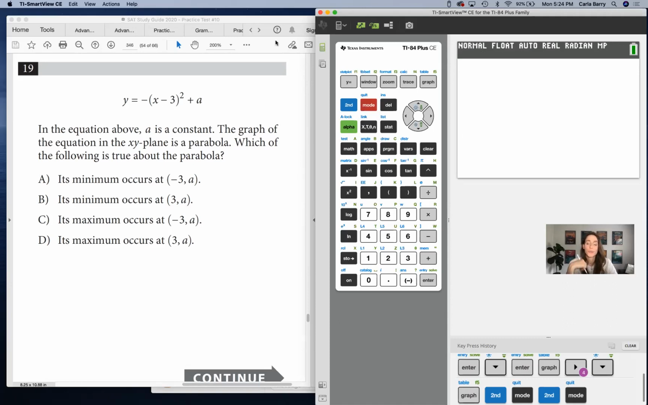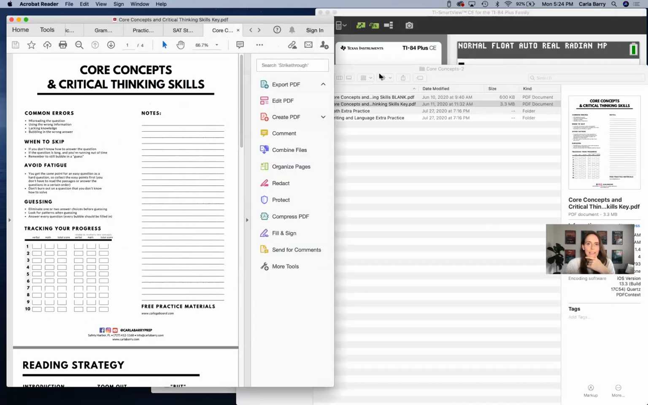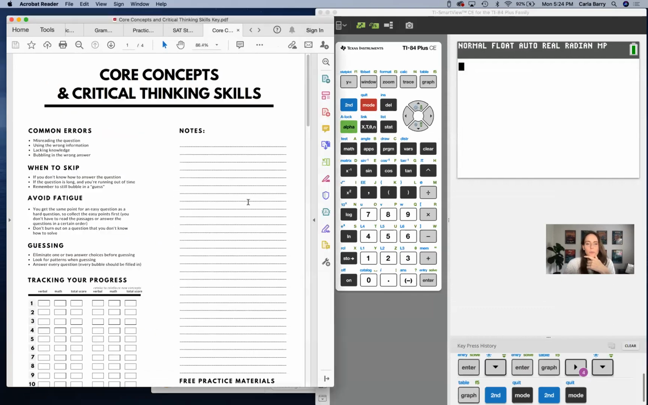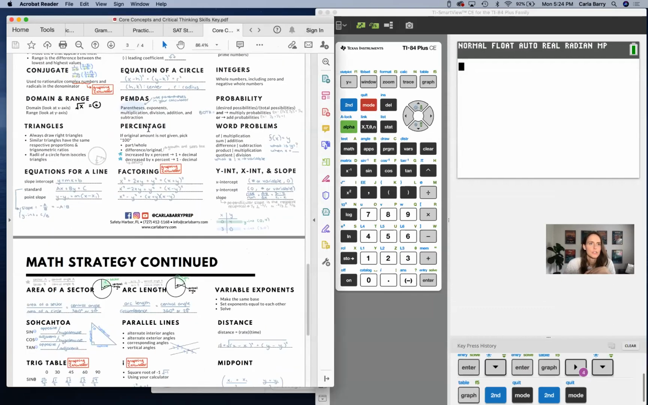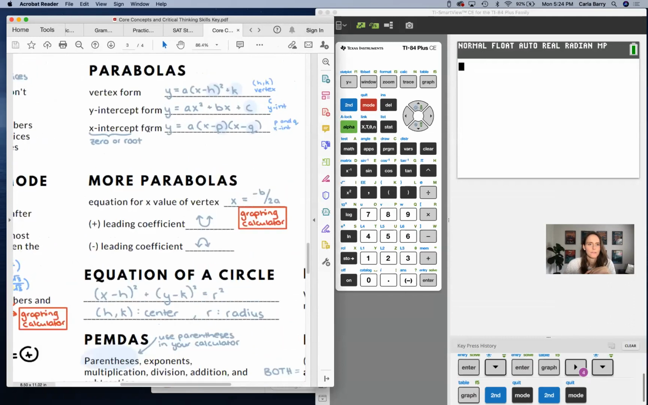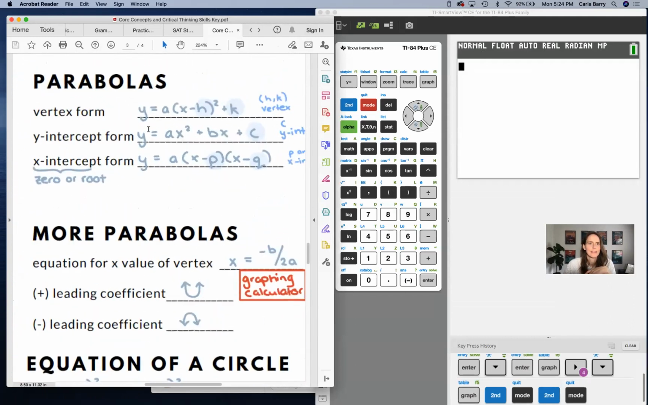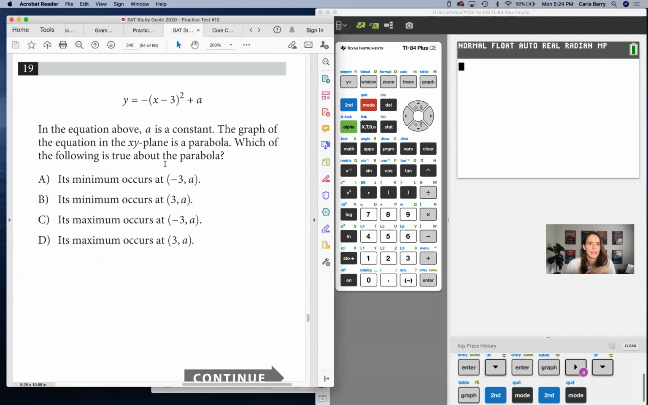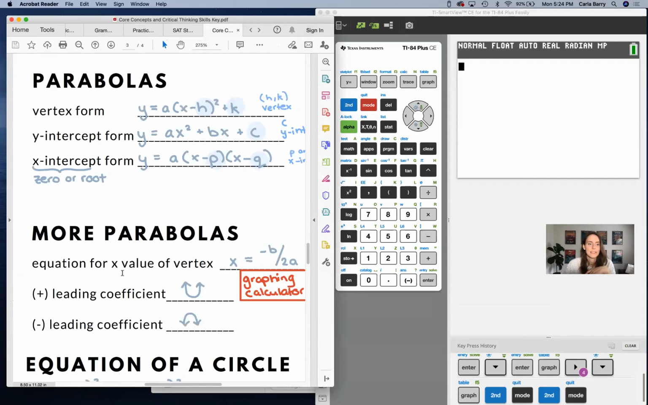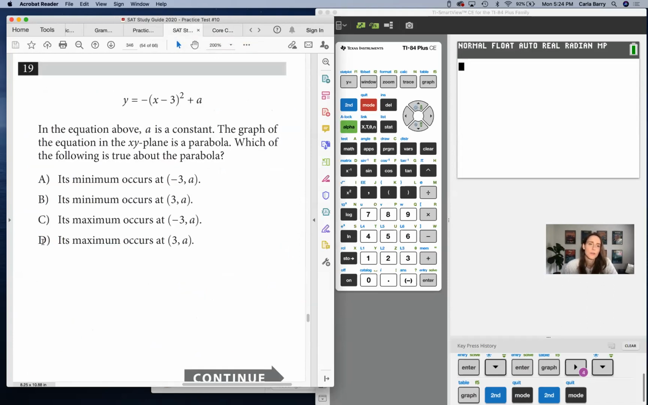Of course, you should really know your core concepts. If you've been studying for the SAT, and this is in that email that I already sent out, and it will be in your follow-up email too, you should know the parabolas from the core concepts. This parabola that they gave us is in vertex form. There's a negative leading coefficient. This parabola opens down, so there has to be a maximum. So it has to be C or D.